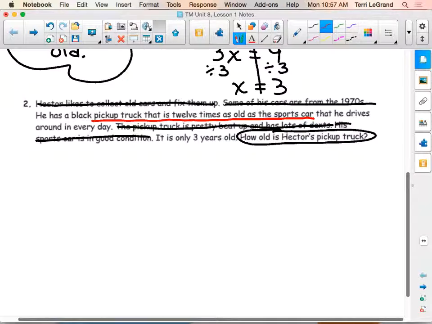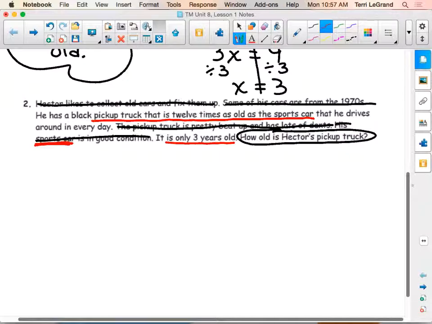Danny? What's the it? The car. So you know what? We need to go back here and underline that sports car so that we know that that's the it. The sports car is only 3 years old. Whenever there's an it involved, we have to make sure we understand what the it is. Okay?